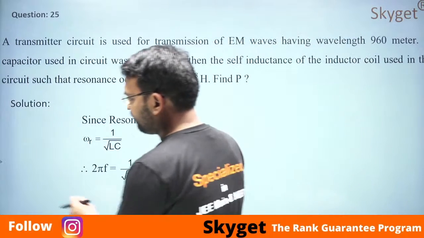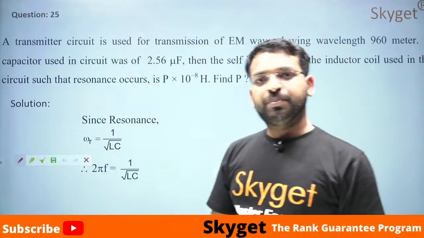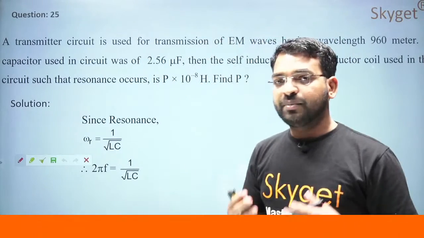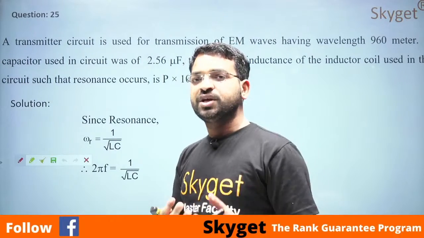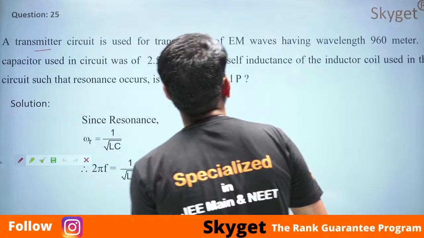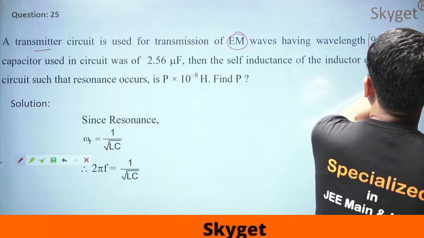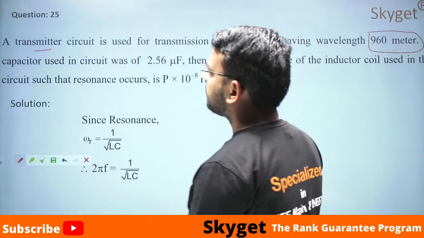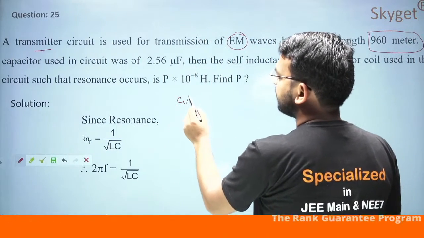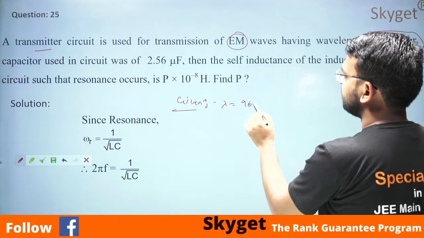Okay, second, and a very good question. The good thing is that from AC circuits, if you remember, power factor questions and all these are not coming, but most of the questions are being asked on resonance in every shift. So what is the question? There is a transmitter circuit, whatever it may be, transmitting an EM wave, and the wavelength they have given is this much. So what are the given details? Lambda is equal to 960 meters.